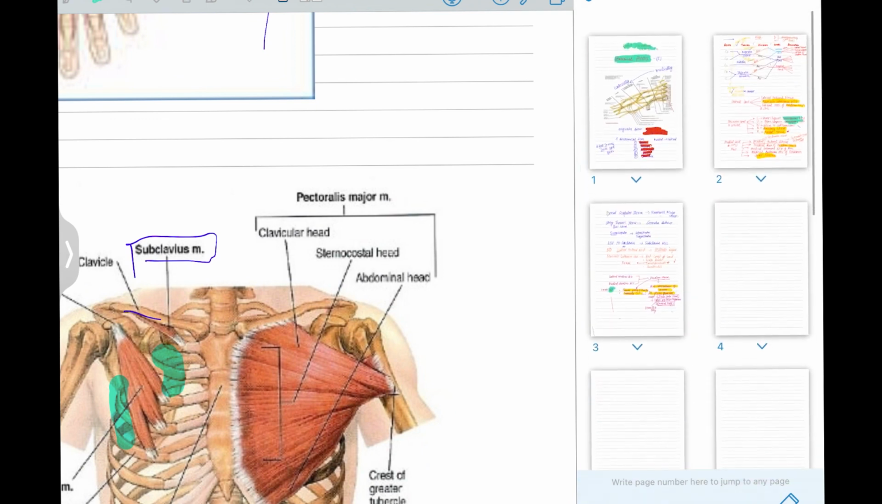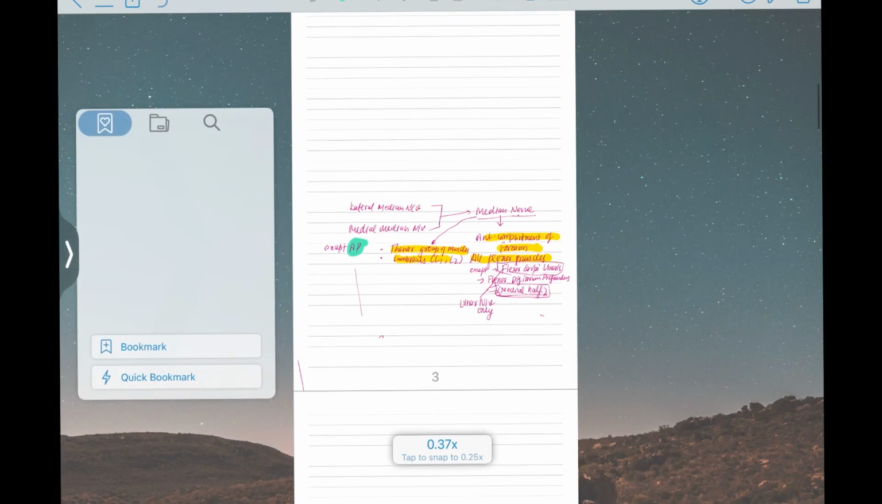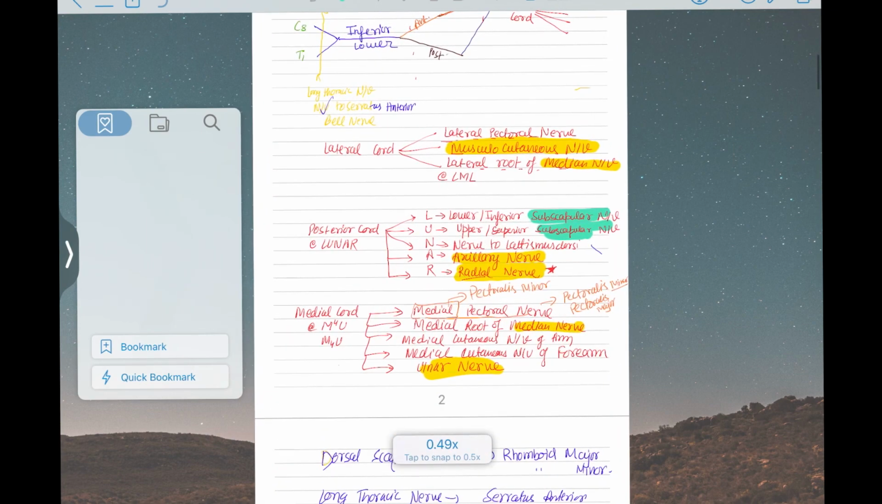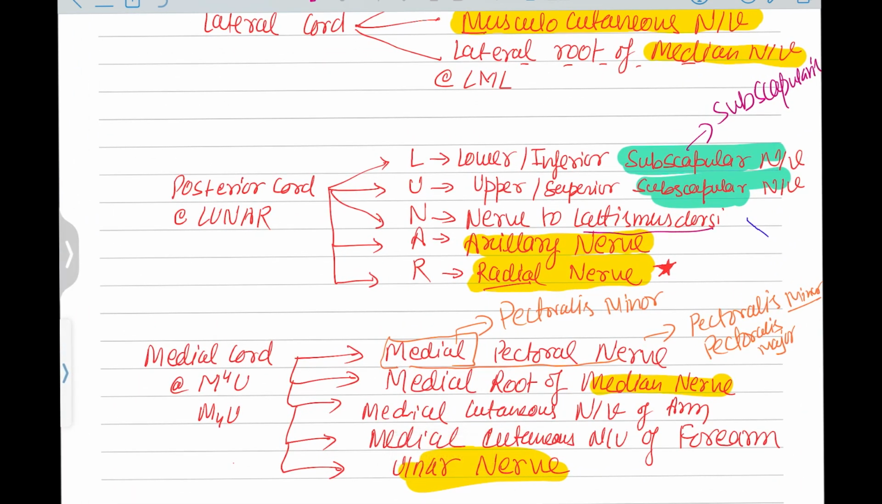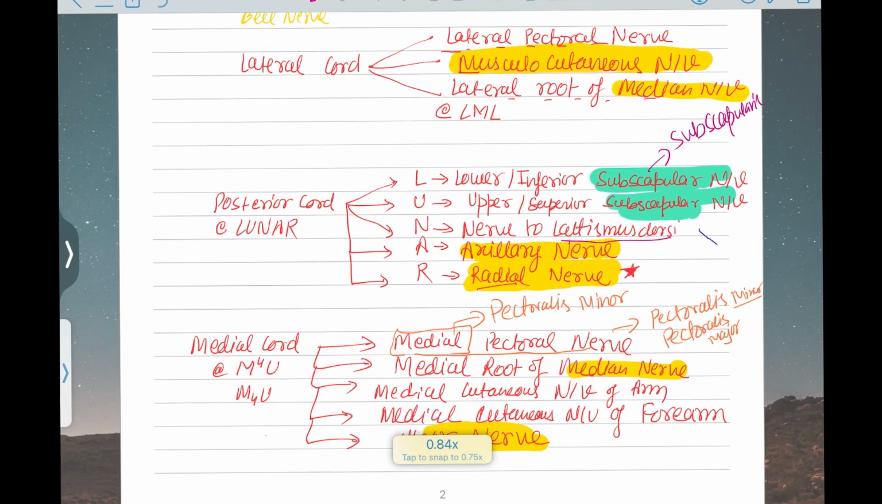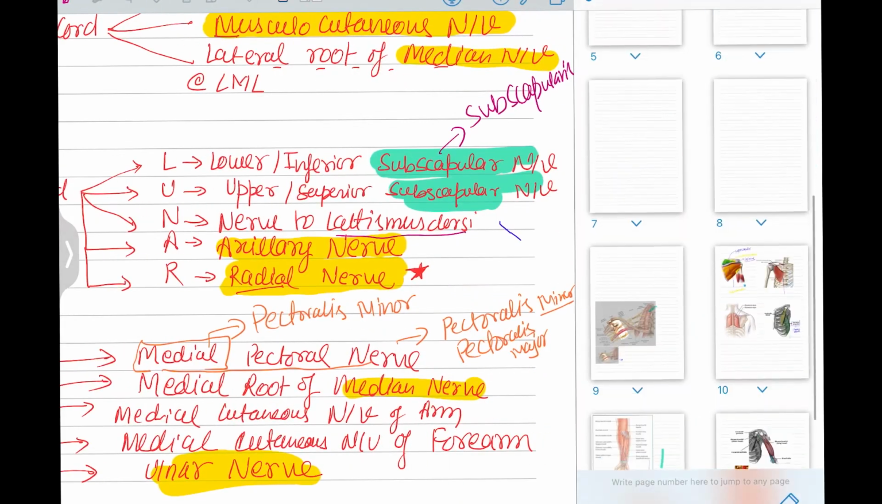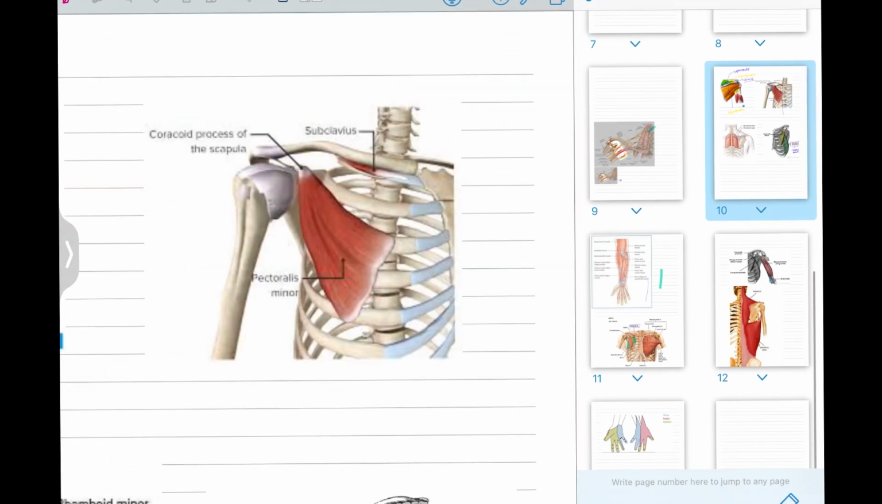Okay, so we will move forward and write it down. It will supply the subscapularis. The nerve to latissimus dorsi will supply the latissimus dorsi. Let me show you all. Where is latissimus dorsi again? I've already shown you.